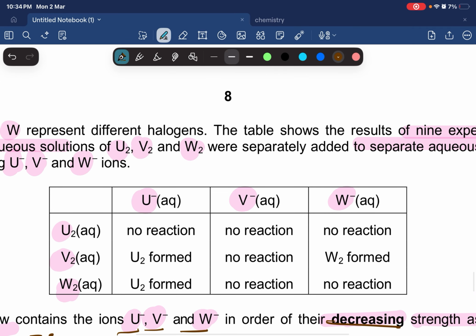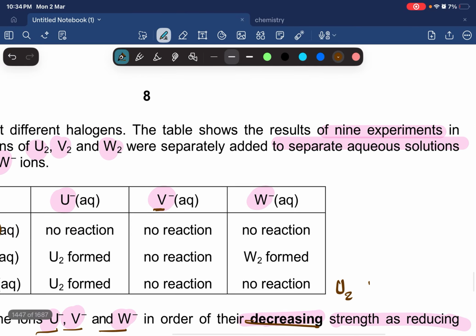So now when U2 reacts with U negative, there's no reaction. When U2 reacts with V negative, let's just consider that V negative is this salt solution, and U2 cannot displace it. So we know that U2 is less reactive than V2.